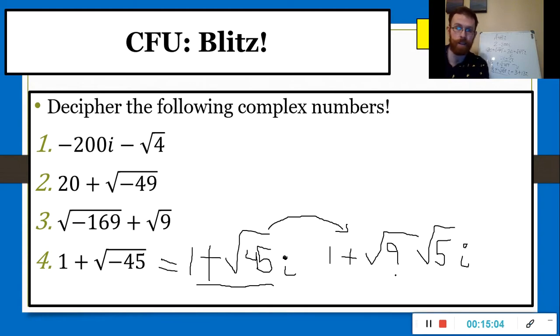And I do apologize, this is very sloppy, but this is us wrapping it up. So I have 1 plus the square root of 9, which is 3.